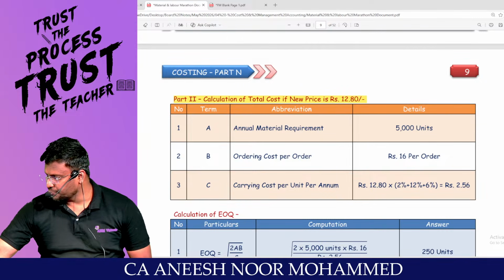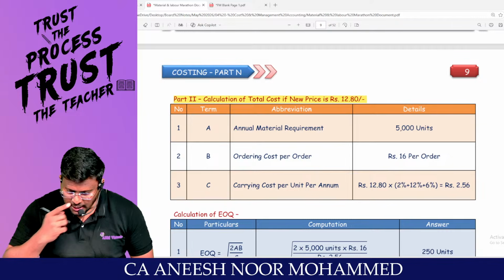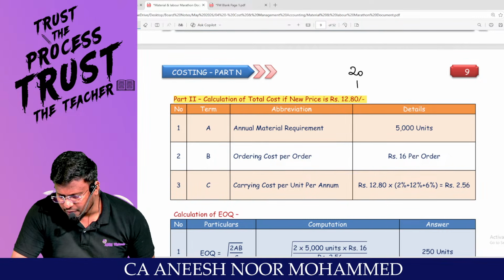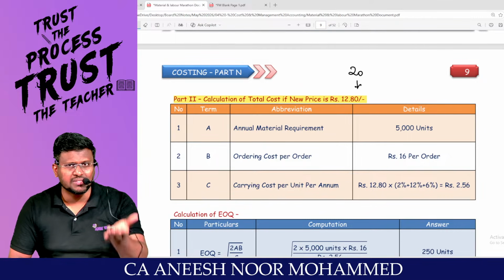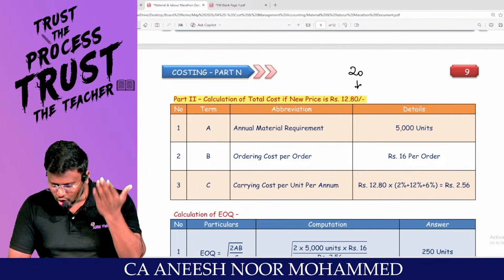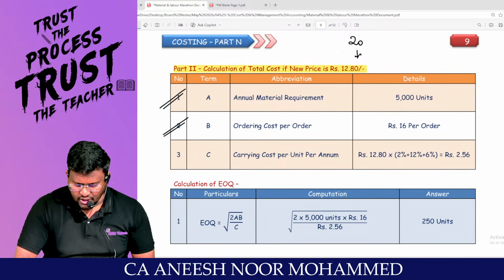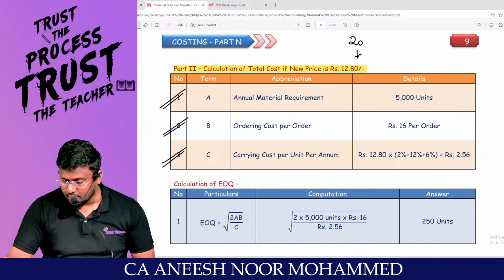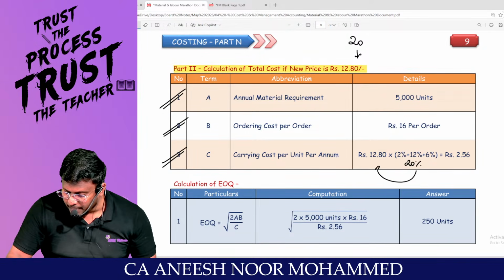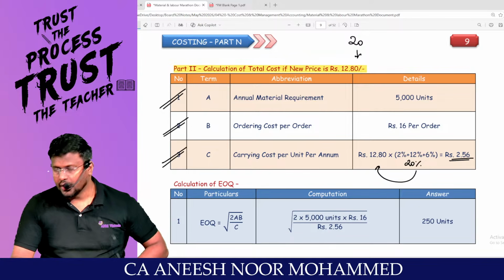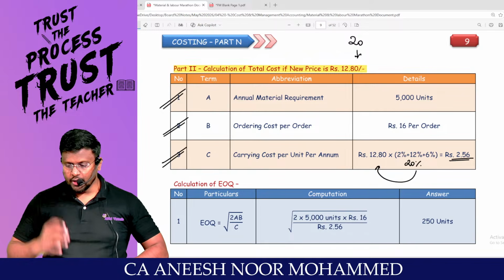Second part of the question. My dear lovable students, the purchase price has fallen from 20 to 12.8. If the purchase price changes, the carrying cost per unit per annum will change. Annual demand, no change. Ordering cost per order, no change. But the carrying cost per unit per annum will be 20% of, not 20, but 20% of 12.8.